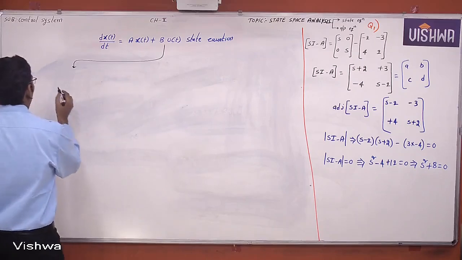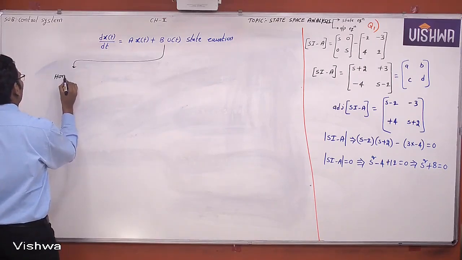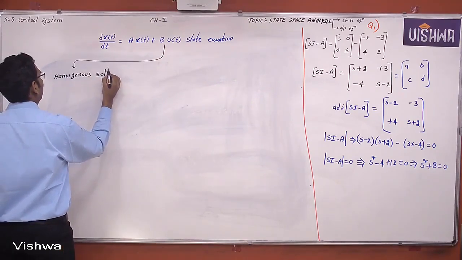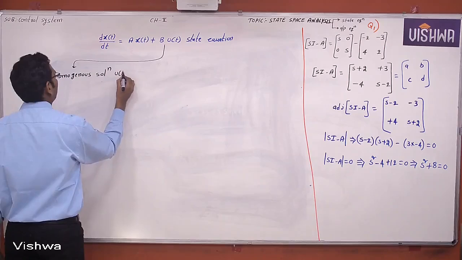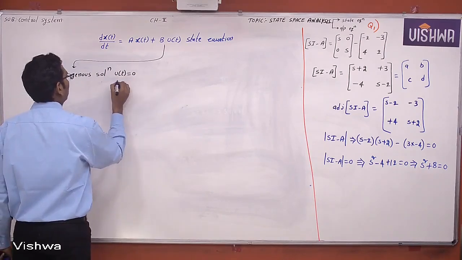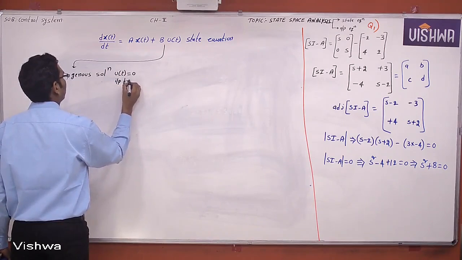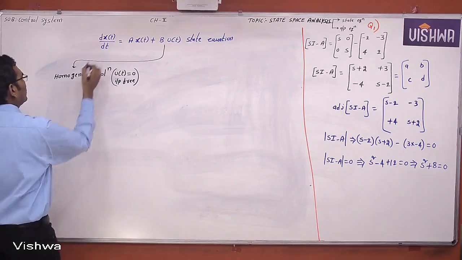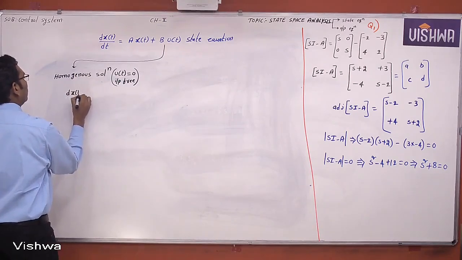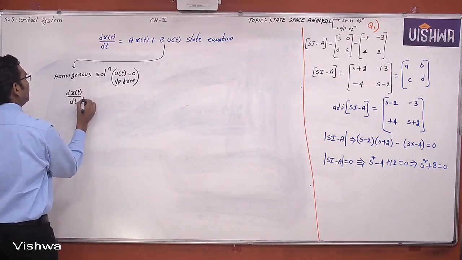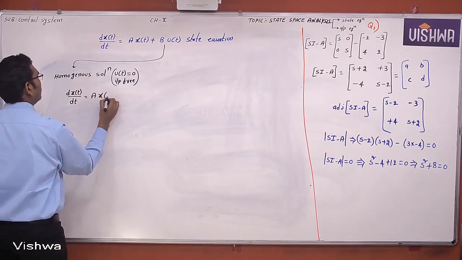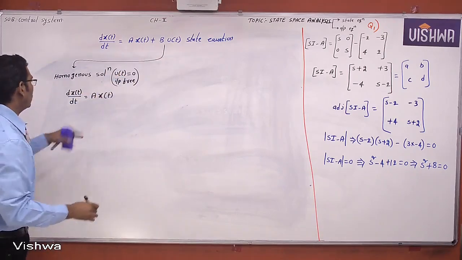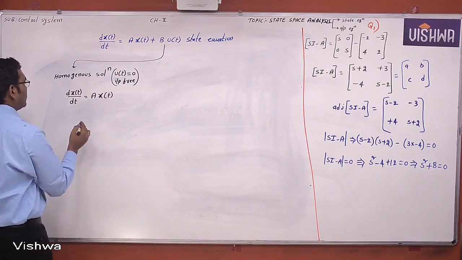Now, homogeneous solution. Homogeneous solution means the input-free condition, u(t) equals 0. What is the equation then? dx(t)/dt equals A x(t). Homogeneous solution means you remove the input, so this is dx(t)/dt equals A x(t).